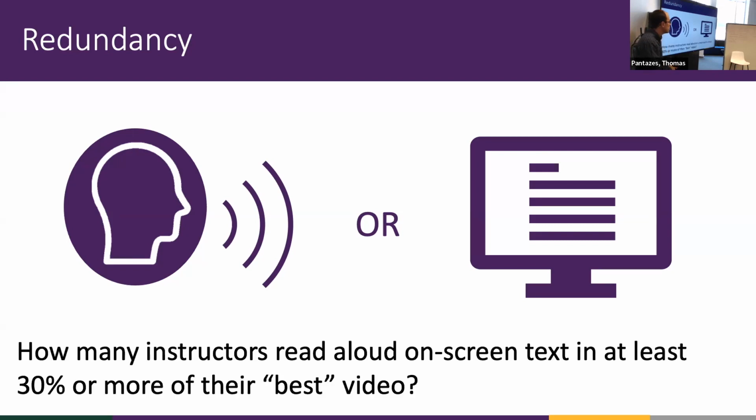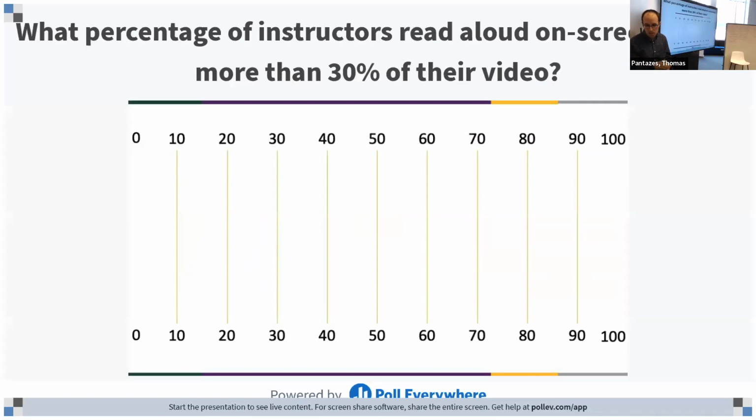All right, so how do we think instructors are doing with this? How many instructors have read aloud on-screen text in at least 30% or more of their best video? What do we think? Let me go to the slide so you can vote. Man, we love that 70% number, don't we? Some in the 30 range, 60, 70, somewhere below 40, 80. Any more? All right, I hope you took a guess in your head and are ready to see how we're doing.